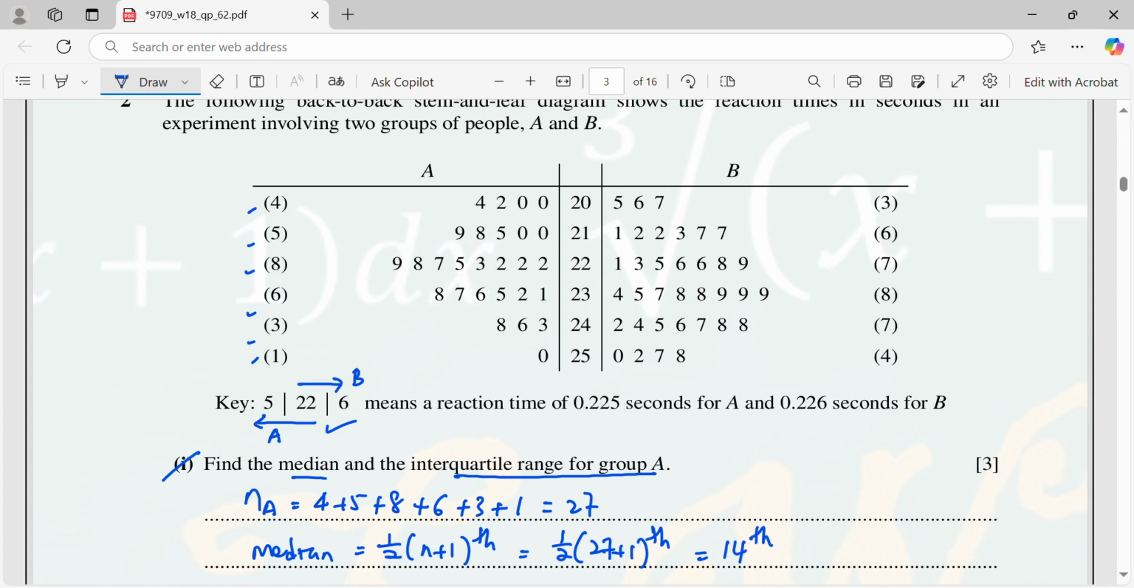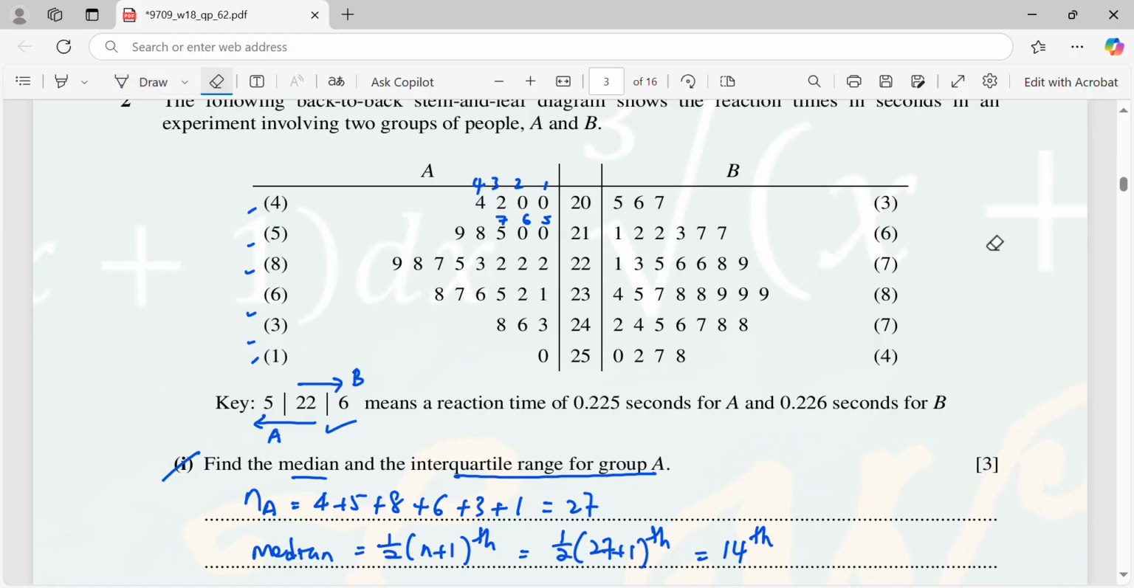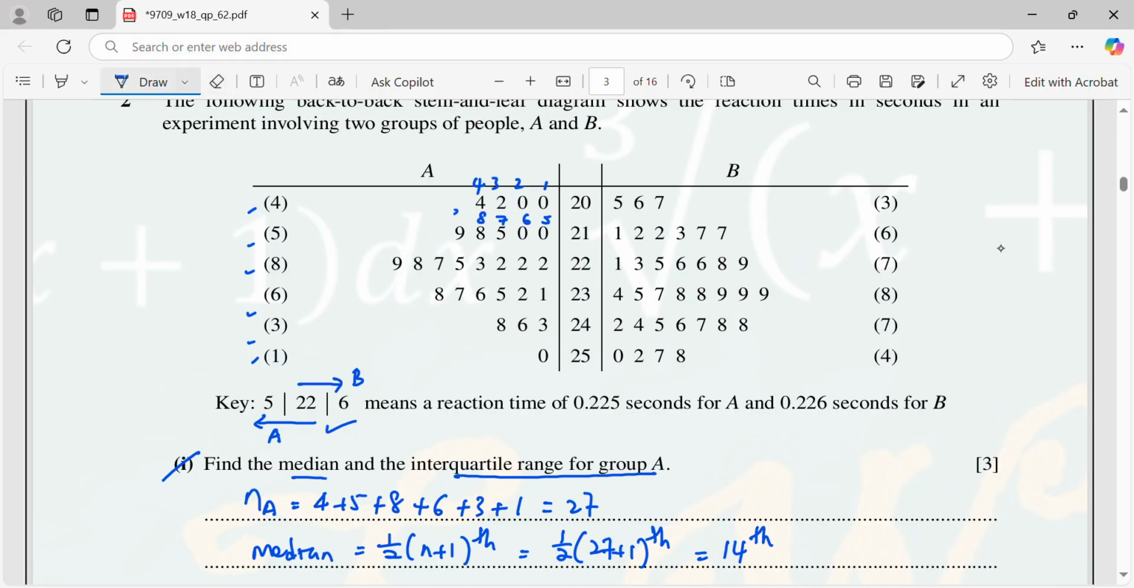Data number 14. So data number 14, when you refer to this diagram, the stem and leaf diagram, this is data 1, 2, 3, 4, 5, 6, 7. You can just count from the total on the left side here. 4 plus 5 is 9, and so on. Otherwise, you can just label. This is 8, 9, 10, 11, 12, 13, 14. That means this is going to be my median. So the value is 0.225.